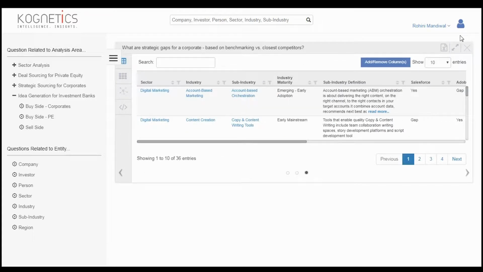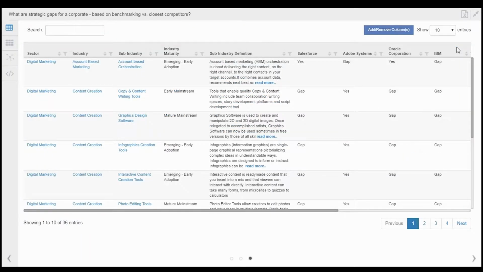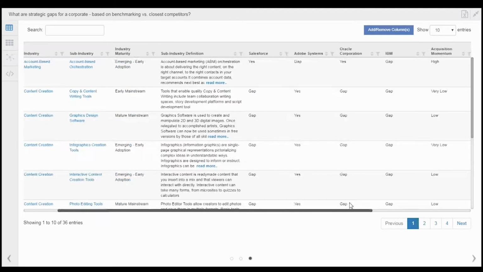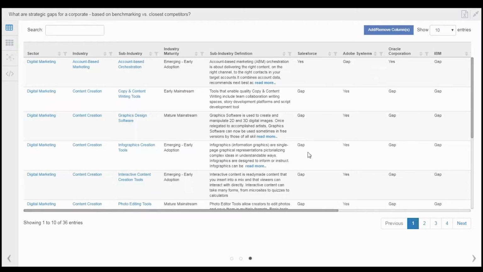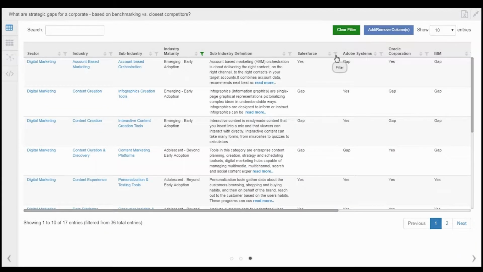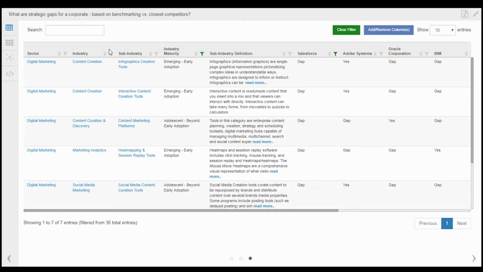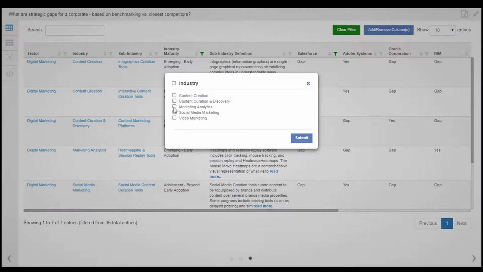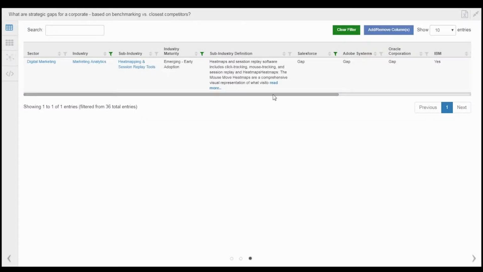The output details all the gaps for the company with respect to each of its selected competitors. We can filter these results based on industry maturity, funding momentum, and various other criteria. Let's filter the industry maturity as emerging early adoption and adolescent beyond early adoption, filter for Salesforce's gaps, and choose sub-industry as marketing analytics. It appears that heat mapping and session replay tools is a critical gap that Salesforce must look at.